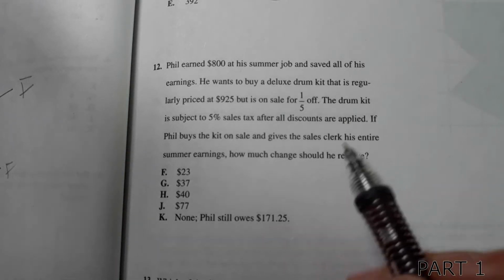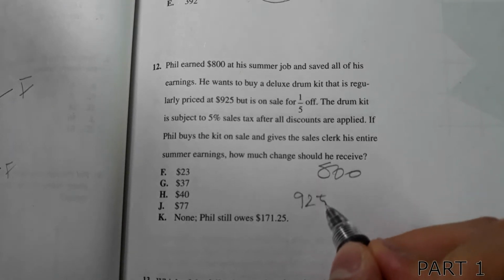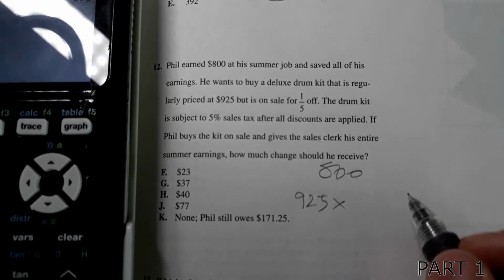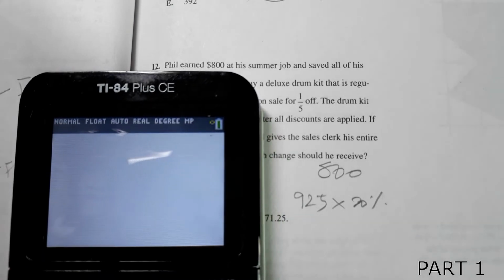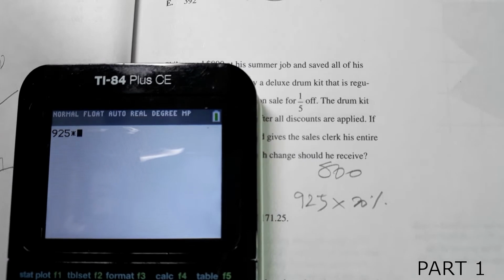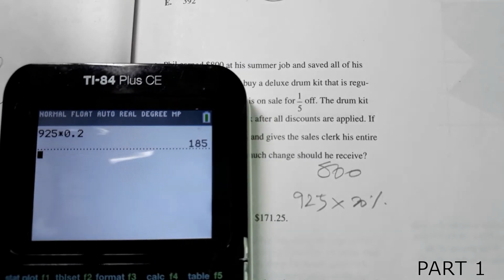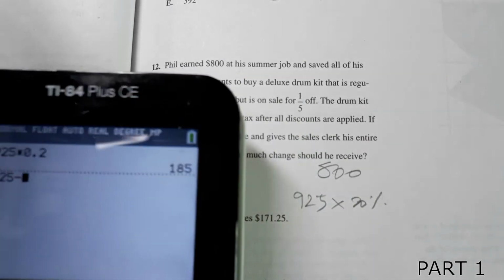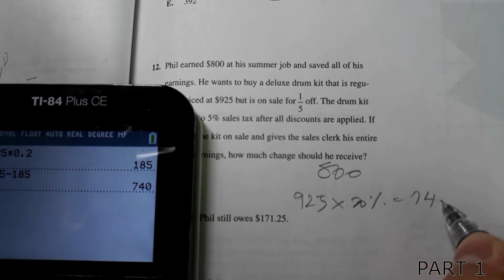Okay, let's see. So he earned 800 and the price of what he wants is 925. But right now this thing is at 20% off. So let's do that right away. 925 times 0.2 is 185. So we should subtract that from 925, which is $740.